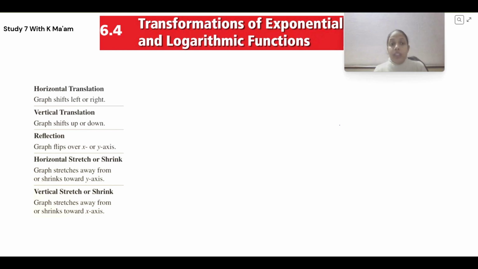Today we will do 6.4, transformations of exponential and logarithmic functions. So either we have an exponential function or a logarithmic function, and the transformations will be the same. Let's start. The first one is a horizontal translation, in which the graph will shift left or right.